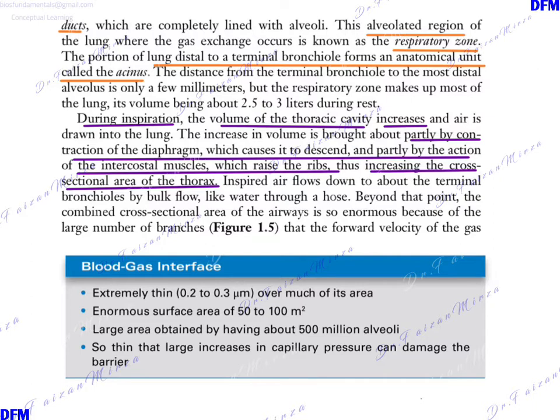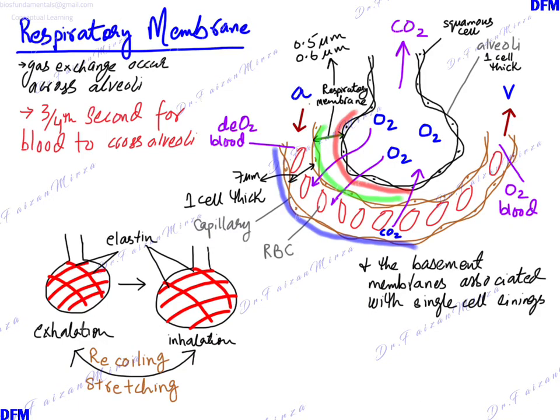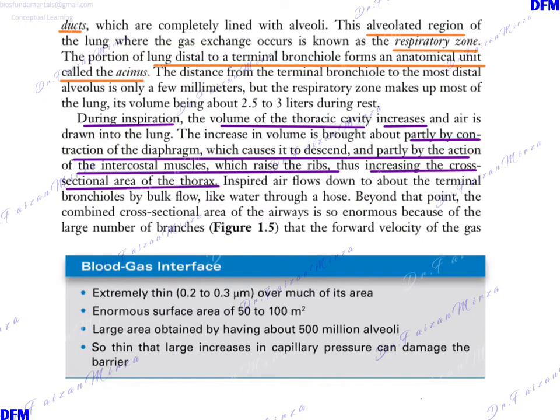This blood gas interface is so thin that large increases in capillary pressure can damage the barrier. So the capillary pressure, which we'll discuss later, plays an important role in determining whether the person will end up suffering from edema, for example, where the blood pressure allows the fluids to leak out into the lungs, and the person ends up suffering from pneumonia.